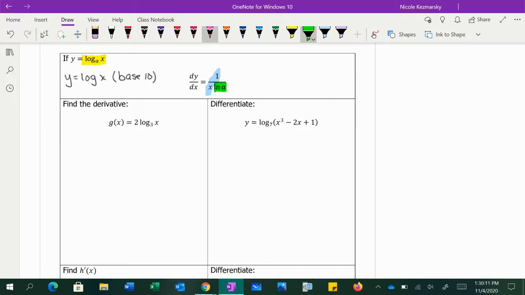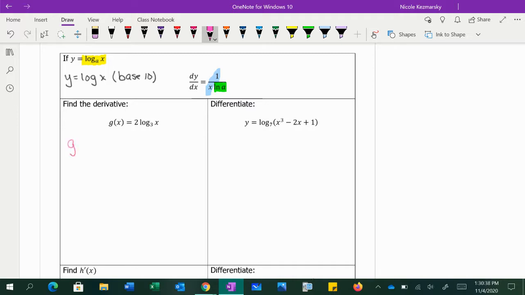So for the first example, if we want to find the derivative of 2 log of x base 3, the x is all by itself, first of all. Notice that there is nothing going on with the x. It's not squared, it's not cubed, there's no number in front of it. The little 3 belongs to the log. That identifies the log as a log base 3, so it's not part of the argument. So because the x is all by itself, we can just directly apply the rule.